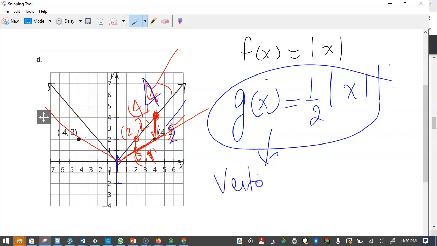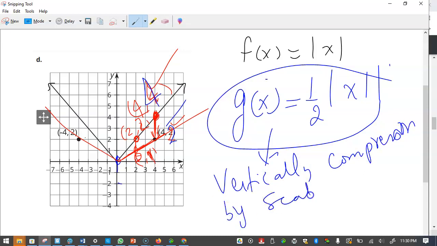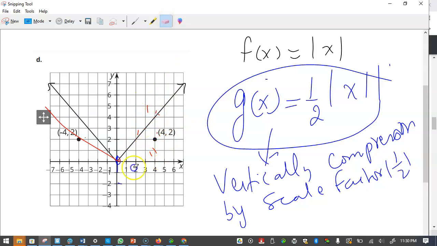There is a vertical compression, we say compression by scale factor. So that's the scale factor half, which means any output, again I repeat, this output which you see, 4 comma 4, now this 4 becomes 2. That's what I'm trying to say.